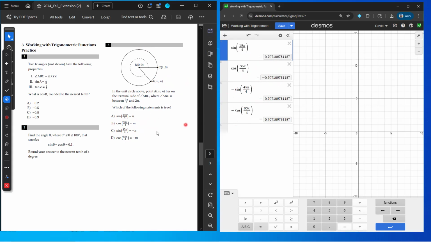For C, we get 0.7, which is, again, not supposed to be positive, it's supposed to be negative. And then lastly, it leaves us with D, where we wanted a positive number. Okay, so definitely, I hope you found that helpful.